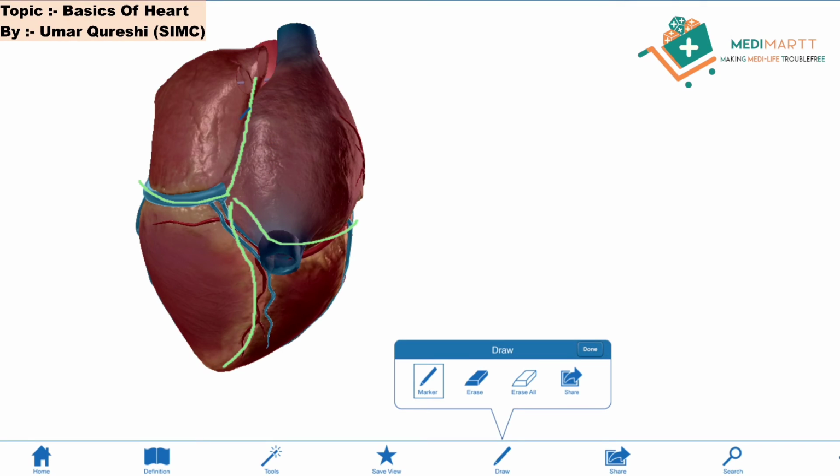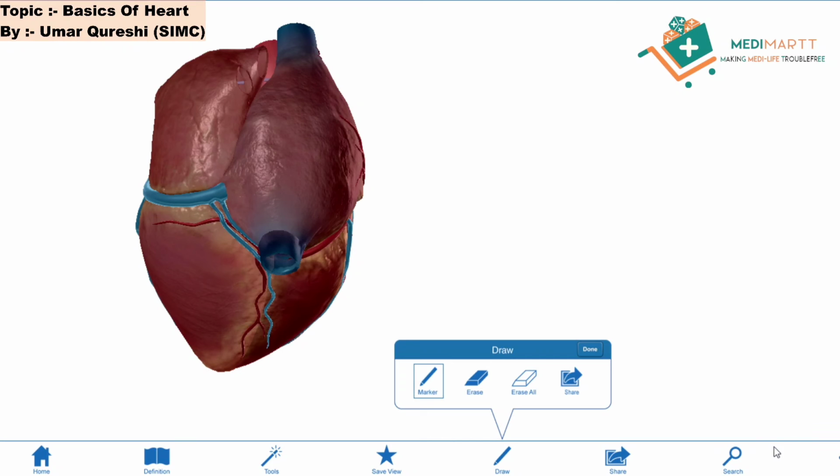So again, the interatrial groove, then the posterior interventricular groove and the posterior part of the atrioventricular groove of the right and left side. The point at which all these things meet is called the crux of the heart. So this is the crux of the heart. Okay, so that's the point.